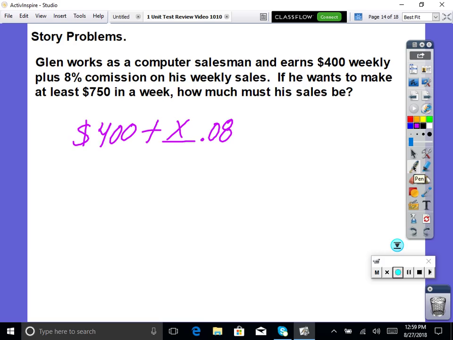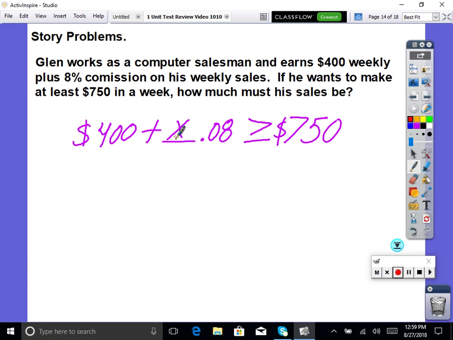So it wants to know that's how much he can make in a week. So think about how that would work in real life. If he sold $20 worth of that, he would get 400 plus 8% of $20 and so on. It says how much will he have to sell to make at least, so we want it to be greater than or equal to, because we want to make at least $750. So we want this amount to be greater than or equal to $750. So it says if he wants to make the $750, how much must he sell at least?